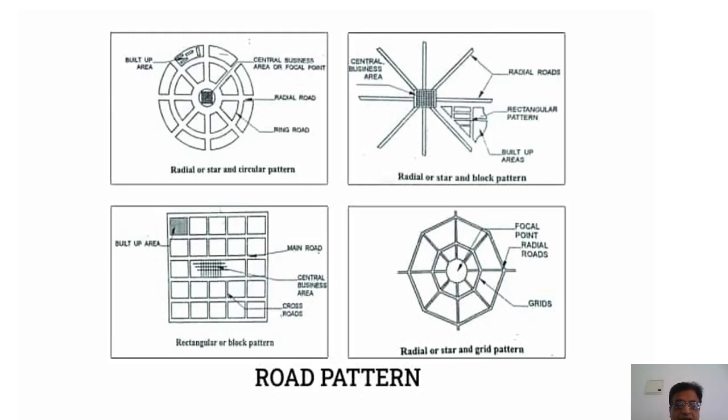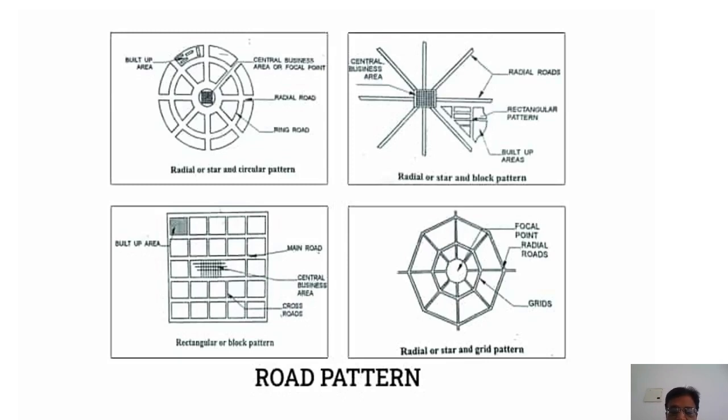Third, rectangular or block pattern. You can see here the entire thing looks like a rectangle, and this block looks neat, but it has many disadvantages. Here this is the built-up area. Again, this is the central business district. These are the main roads, and these are the cross roads. Main road, cross road, central business district, and built-up areas.